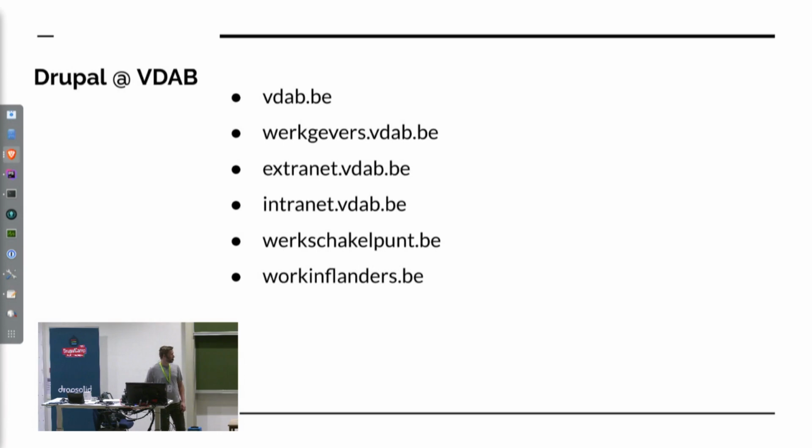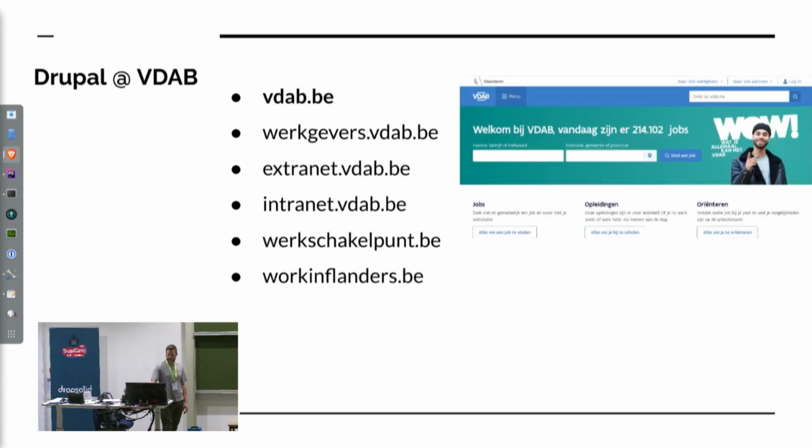We have not only vdab.be as website, we also have werkgevers. It's the B2B platform, extranet, intranet. It's a closed system only for employees of the VDAB. And then some smaller project sites or campaign sites, no big websites like VDAB. But these are the main websites we focus on inside the Drupal team at VDAB. So I think everybody knows the VDAB by now.